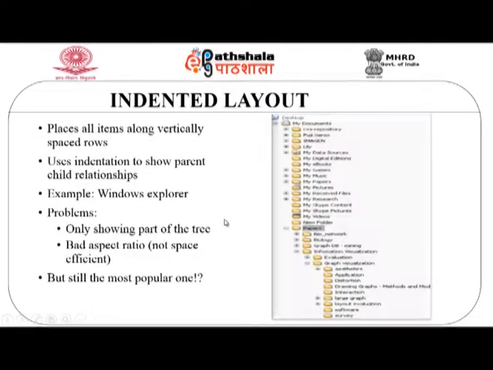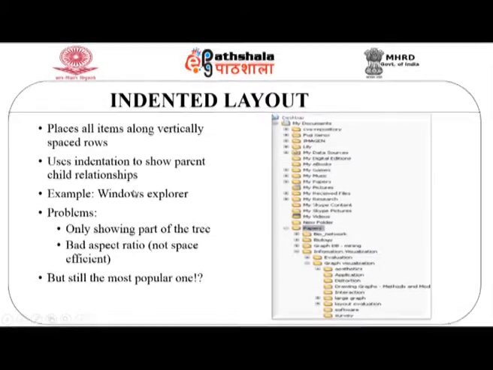If you look at this indented layout, it tries to place all the items along vertically spaced rows. It tries to use the indentation to show the parent-child relationship. So if you look here, My Documents is the parent of all these things. Similarly, Papers is a parent of BioNetwork, Biology and GraphDB mining. A well-known example for indented layout is Windows Explorer.